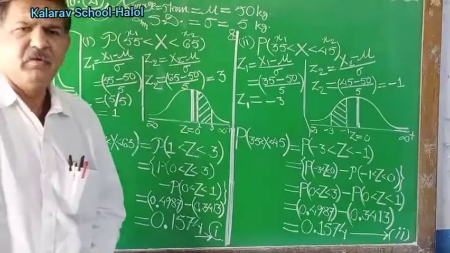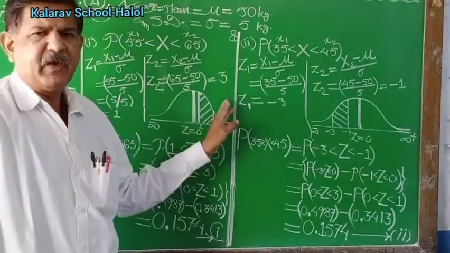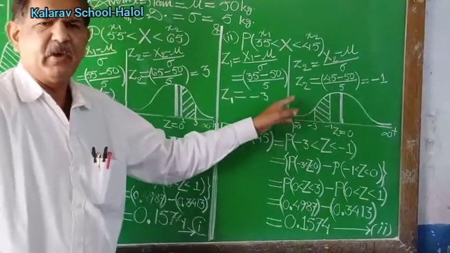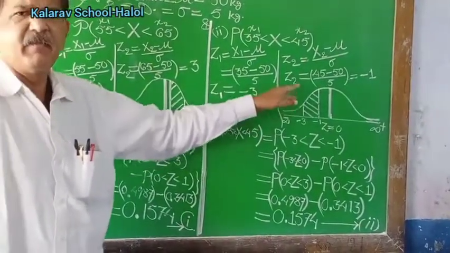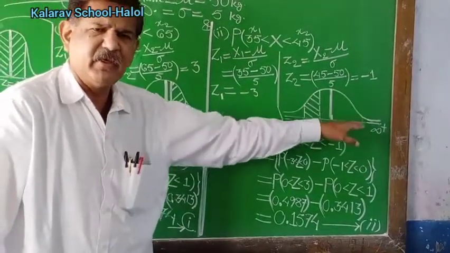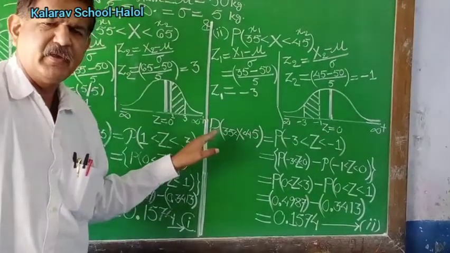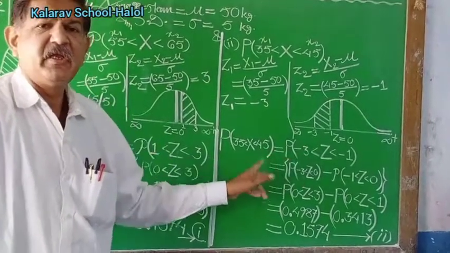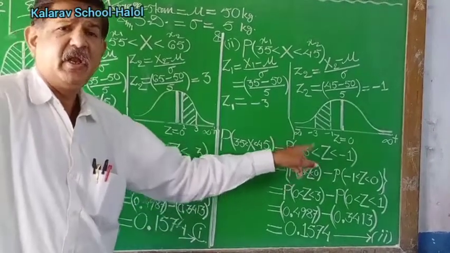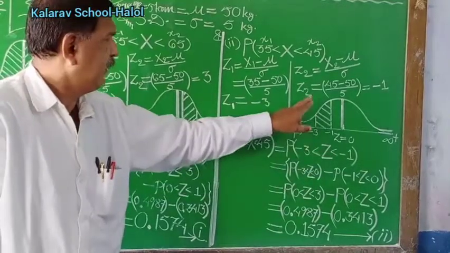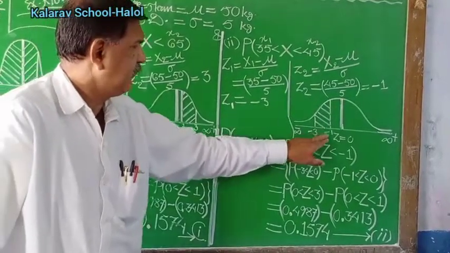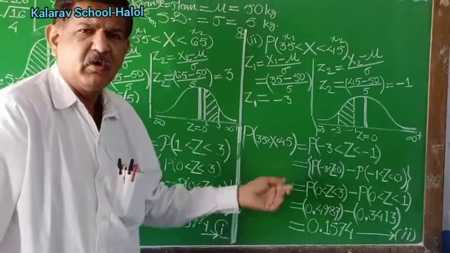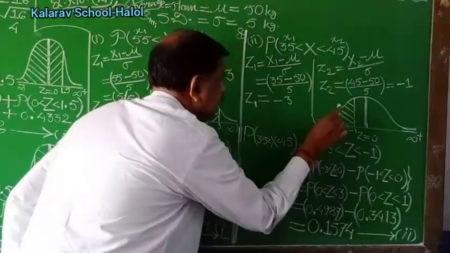Now x1 is 35. Therefore, 35 minus 50 upon 5 becomes minus 3. This is 45. 45 minus 50 upon 5 becomes minus 1, because minus 5 upon 5 becomes minus 1. Therefore, the area between 35 and 45 is equivalent to the area between minus 3 and minus 1. Z equal to 0. Both values lie left hand side to 0. This shaded part is the required region.